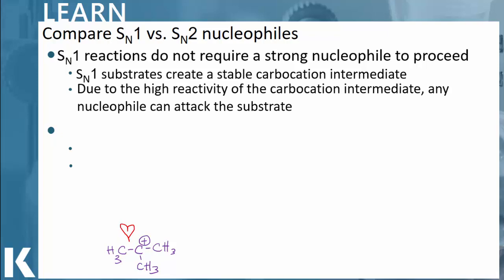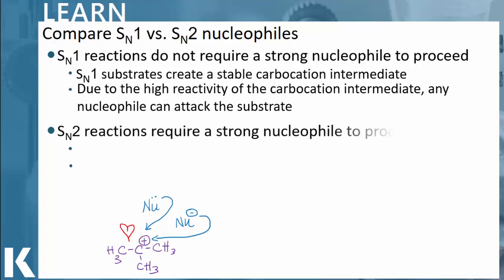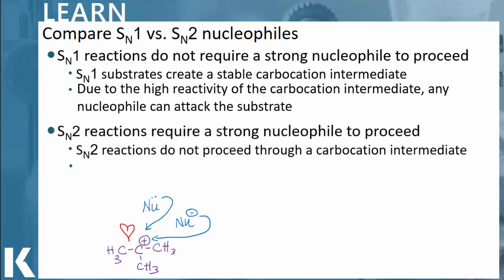So I'm going to go ahead and draw in some nucleophiles. Recall that nucleophiles are just electron density. A weak nucleophile will have a neutral charge, but still enough of an electronegative difference to be attracted to a positive charge. So here we have a nucleophile with just some lone pairs. And I can also say that a nucleophile with a formal negative charge would be equally able to attack that carbocation. In contrast, an SN2 substrate is not a great electrophile.